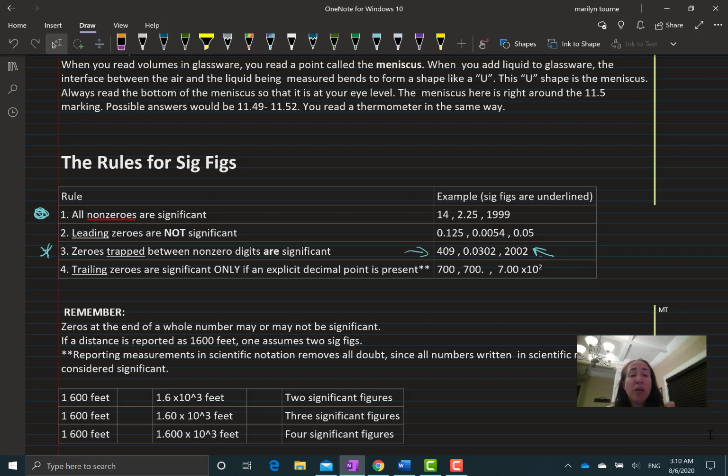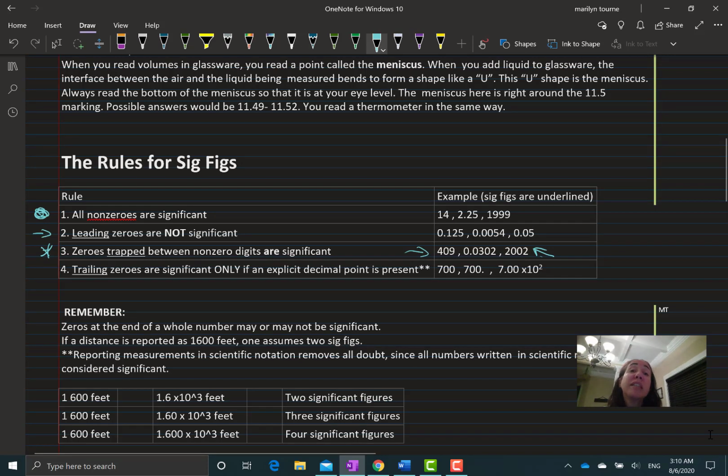So let's talk about the zeros before, and I call them leading, because they lead the number, right? Leading zeros. So leading zeros, rule number 2 tells you that leading zeros are not significant, ever, right? Ever, ever, ever. Why? Well, because they're not really part of the number. They're actually holding the place for the actual number. So you don't need to count them as part of your data.